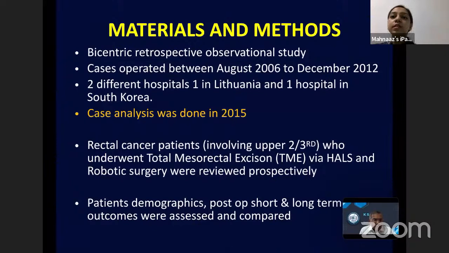The materials and methods: it is a bicentric and retrospective observational study. Cases were operated between August 2006 to December 2012 in 2 different hospitals, one in Lithuania and one in South Korea. But the analysis was done in 2015. Rectal cancer patients, where the cancer involved the upper 2/3, underwent total mesorectal excision via HALS or robotic surgery, and they were reviewed prospectively. The patients' demographics, post-op short and long-term outcomes were assessed, and these were compared.